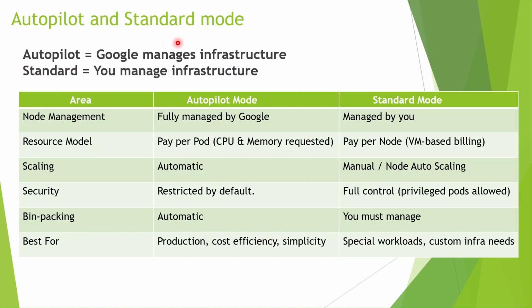After that, in Kubernetes, we have two modes, Autopilot and Standard. Basically, in Autopilot, Google manages your infrastructure. You don't have to do anything. In Standard, you manage your infrastructure. So let's go to the key differences.